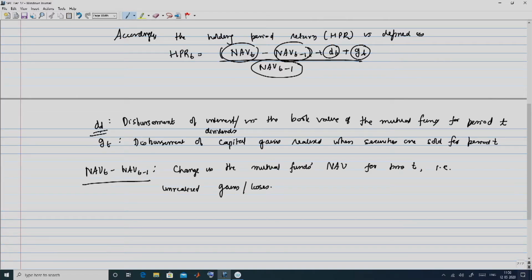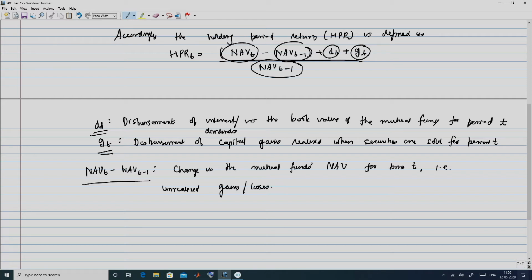Now, between time t minus 1 and t, there are two types of incomes that can come. One is the dividends being paid on the assets held by the mutual fund in case it is a stock, or interest in case it is a bond. They are going to pass this on to the investors in the mutual fund, and that is what is known as the disbursement of the interest or dividends, and this G of t is the disbursement of capital gains as a result of selling of some of the assets between time t minus 1 and t. So, this means that between time t minus 1 and t, three things can happen.